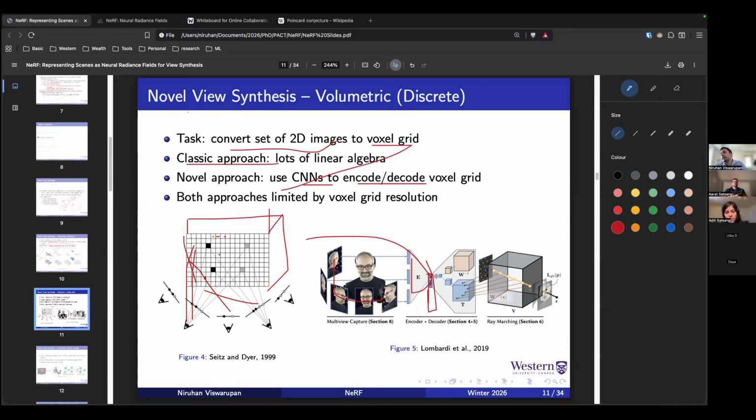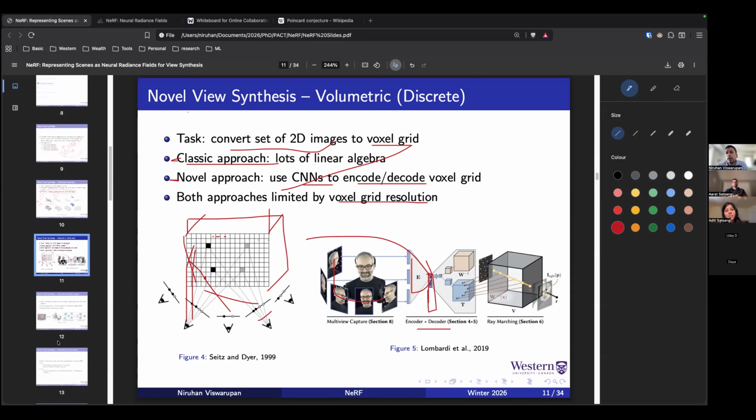to construct 3D voxel grids. Even if you take the classic approach or the novel CNN-based approach, they are still limited by the voxel grid resolution. So you have a voxel grid which you try to fill using either the classical approach or this encoder-decoder solution. At the end of the day, they are both limited by the resolution of the initial voxel grid that you are choosing.